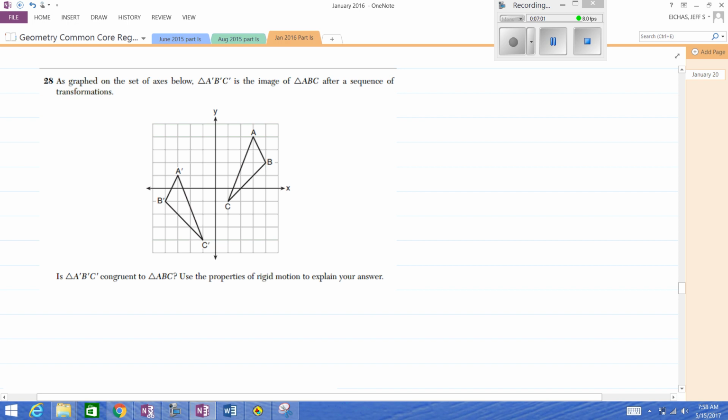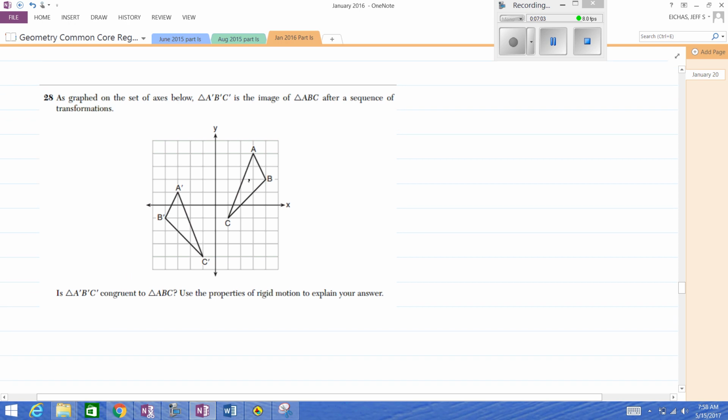Basically, what we're going to look at here is if I can map triangle ABC to triangle A prime, B prime, C prime, using a sequence of rigid motions, they're going to be congruent. And that's essentially what we're looking at right here. So personally, the way I do this is it looks like we're going to translate triangle ABC down 3 units. So in notation, it looks like that.